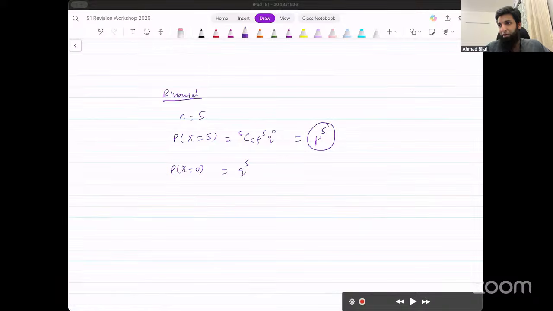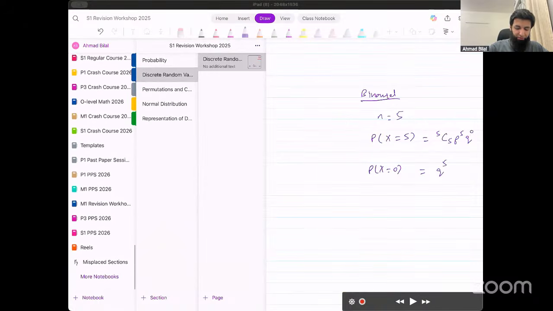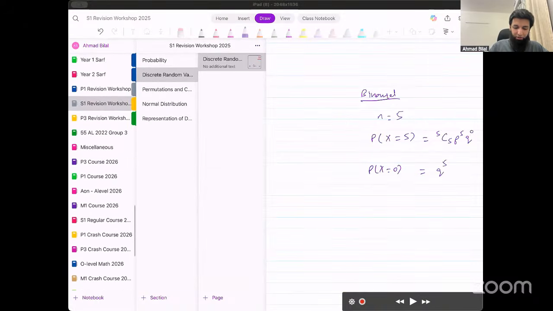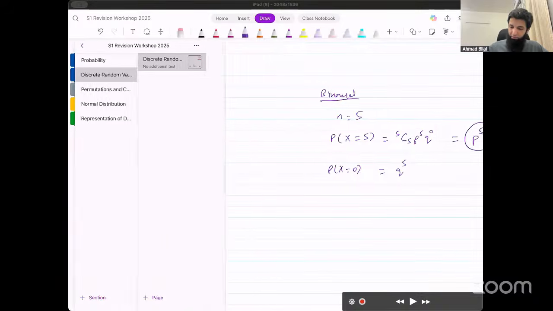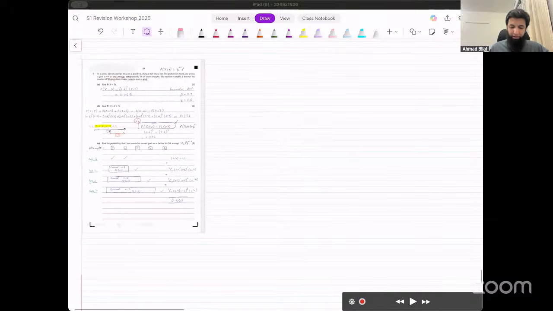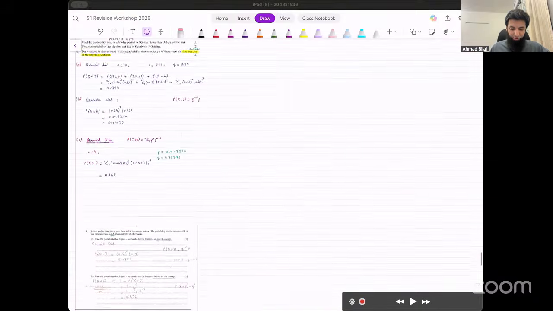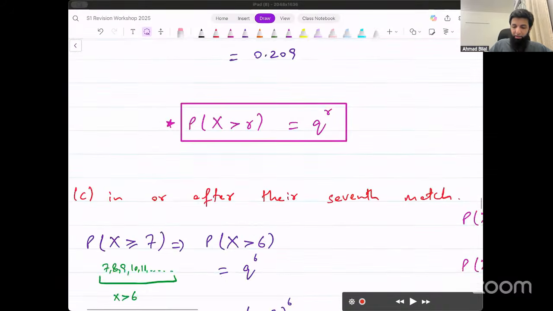The geometric distribution formula is not q raised to power r. The geometric distribution formula is the inequality formula. Let me find that for you. The inequality formula of the geometric distribution, you need to make sure that you memorize that. That's not given in the formula sheet.